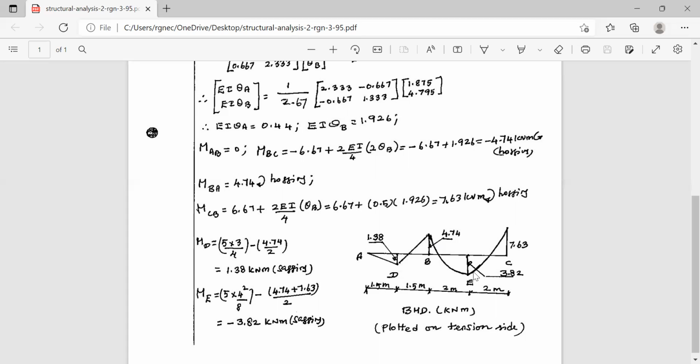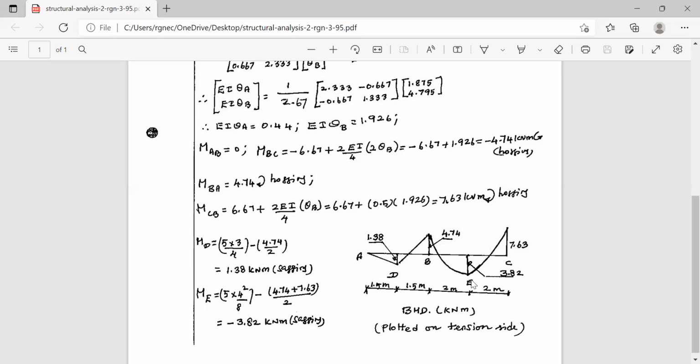Now, what about bending moment at E? One is the simply supported bending moment. BC is subjected to uniformly distributed load, 4 kN/meter. Therefore, it is WL square by 8. This is simply supported bending moment minus the effect of the fixed moment. Here you have two fixed moments at B and C. They are 4.74 and 7.63.